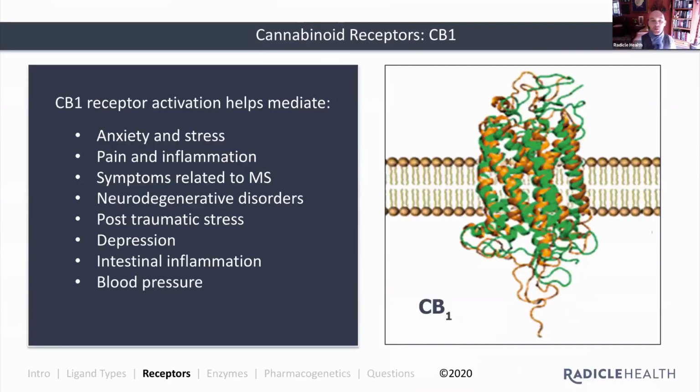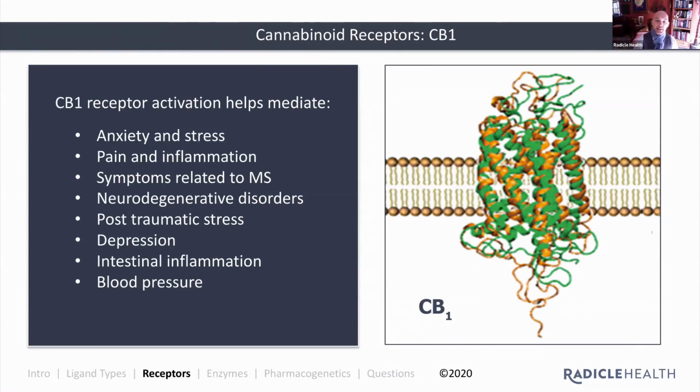So let's start with CB1. CB1 receptors, again, G protein coupled receptors, are located mostly in the central and peripheral nervous system, but also in the immune system, so in the bone marrow, thymus, spleen, tonsils, also in the heart, lungs, adrenals, kidneys, liver, colon, prostate, pancreas, testes, ovaries, placenta. Widespread in the human body.